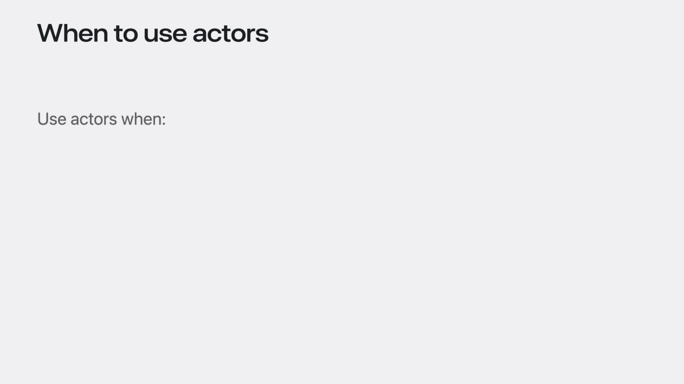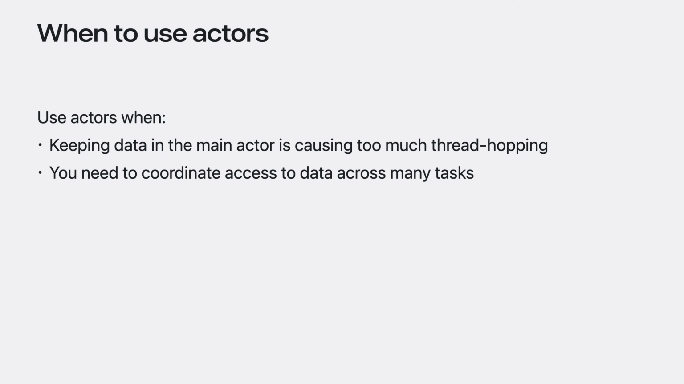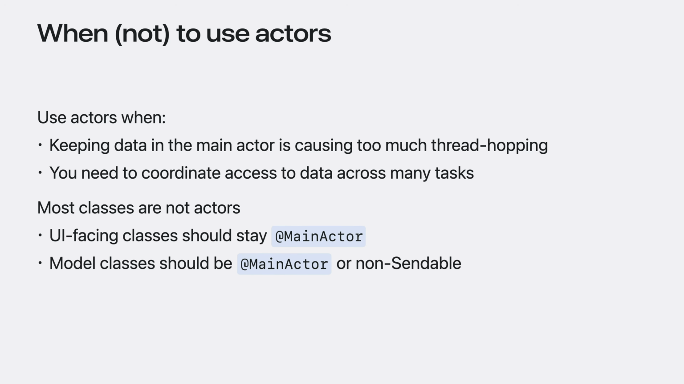Use actors when you find that storing data on the main actor is causing too much code to run on the main thread. At that point, separate out the data for one non-UI part of your code, such as the network management code, into a new actor. Be aware that most of the classes in your app probably are not meant to be actors. UI-facing classes should stay on the main actor so they can interact directly with the UI state. Model classes should generally be on the main actor with the UI or kept non-sendable, so you don't encourage lots of concurrent accesses to your model.